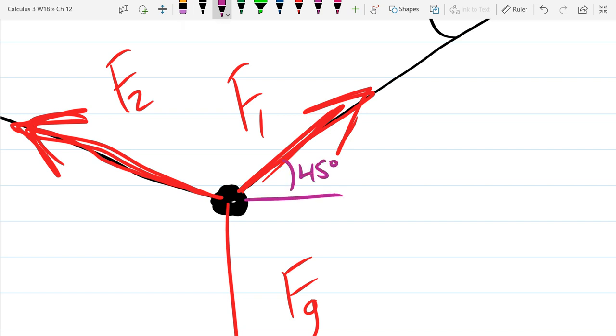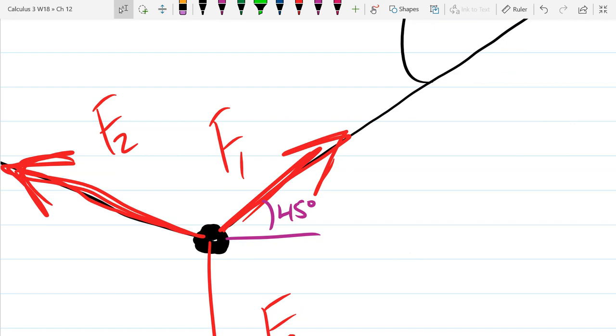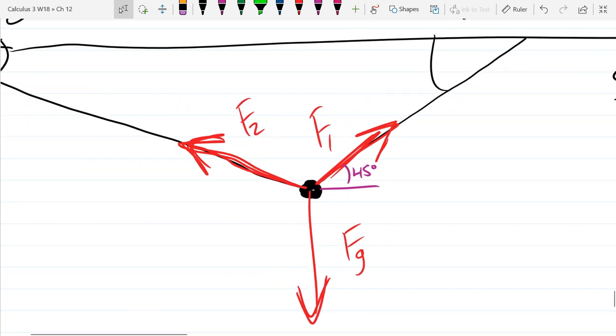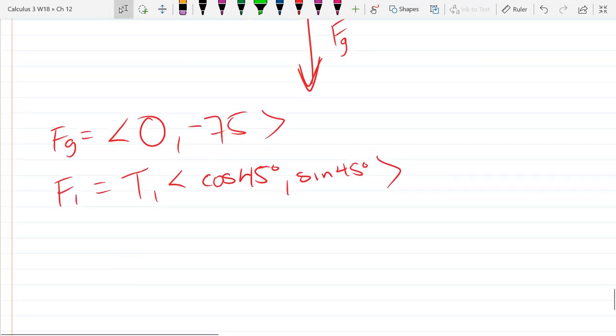All right, so you agree that's 45 degrees? And that's measured in the normal way from positive x to where we're going. Okay, so 45 degrees is the right angle to use. Let's move on to the second force. So it starts out the same. So F2, I don't know the tension, so we'll go T2.